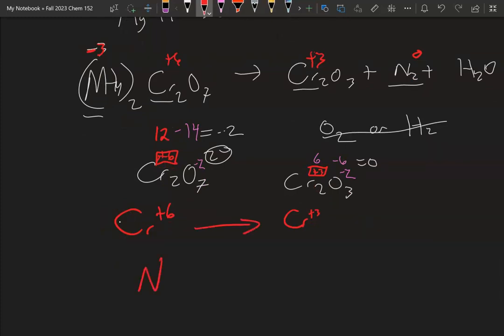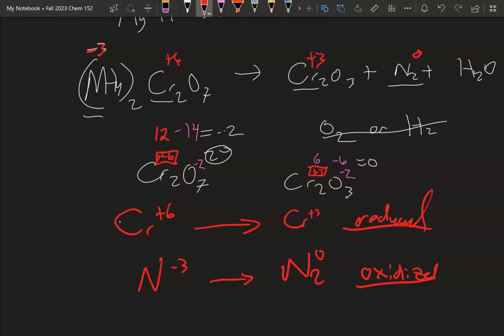So the chromium changes from +6 to +3. The nitrogen changes from -3 to 0. So the chromium itself is reducing in charge. So it's reducing. It's reduced. All right, so that's what it is for the chromium. Remember, the nitrogen is oxidized because it's going up in charge. It's increasing in positivity.